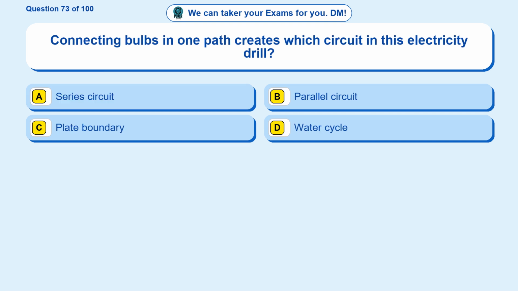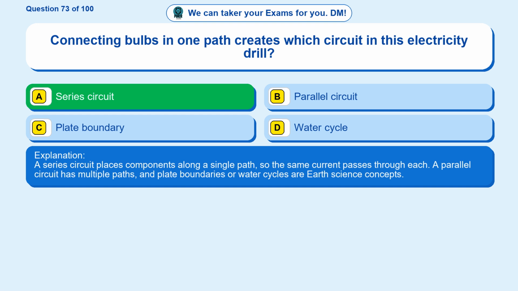Question 73. Connecting bulbs in one path creates which circuit in this electricity drill? Option A, series circuit. Option B, parallel circuit. Option C, plate boundary. Option D, water cycle. The correct answer is option A. Series circuit. A series circuit places components along a single path, so the same current passes through each. A parallel circuit has multiple paths, and plate boundaries or water cycles are earth science concepts.